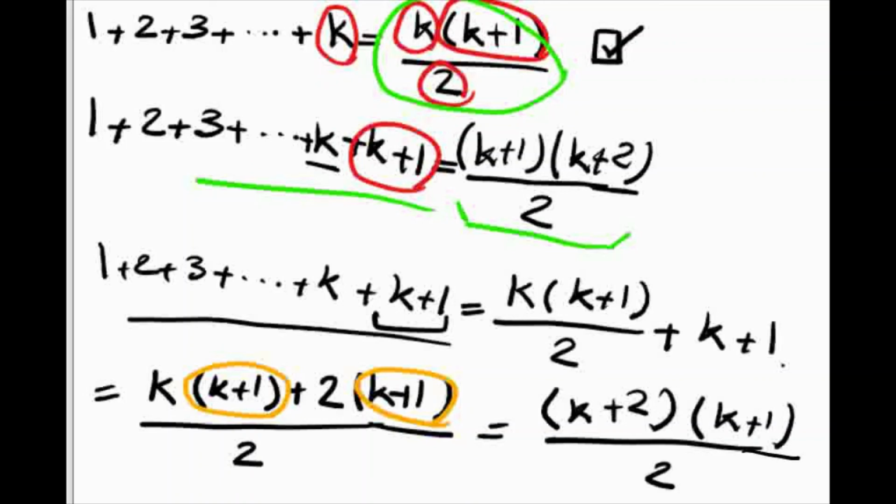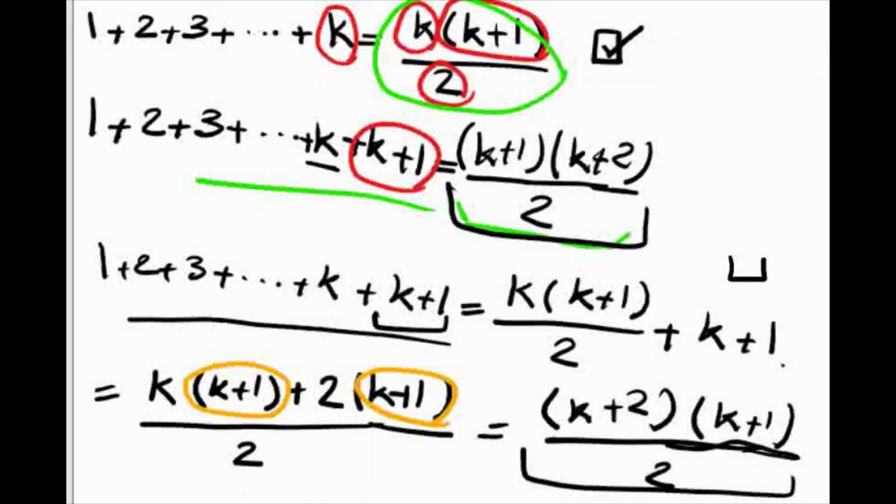This part of it was mostly algebra. As you can see, k plus 2 multiplied by k plus 1 divided by 2 is equal to this. So right now, we just proved that this formula works by first showing that the first step works, which is the basis step, and then the second step, which is the inductive step.